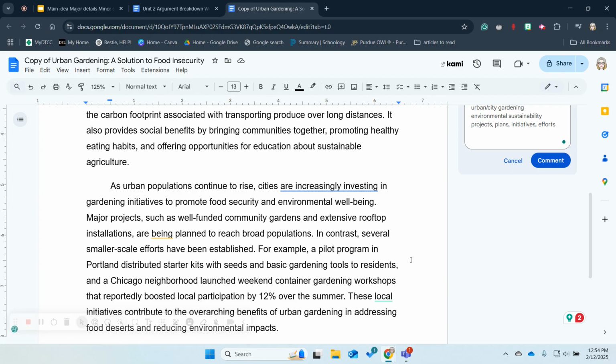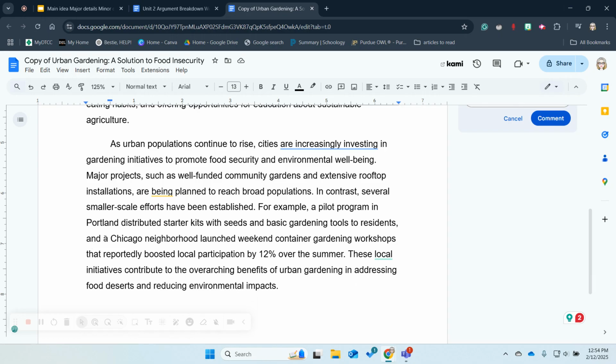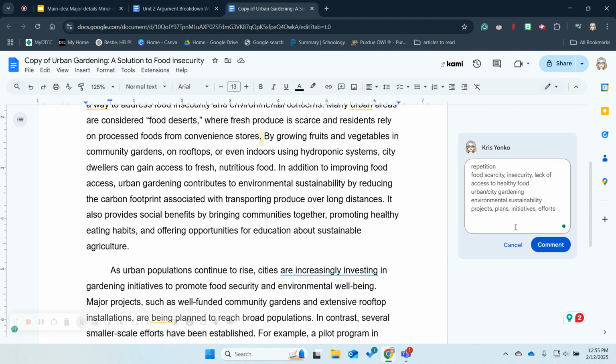For example, a pilot program in Portland distributed starter kits with seeds and basic gardening tools to residents, and a Chicago neighborhood launched weekend container gardening workshops that repeatedly boosted local participation by 12% over the summer. These local initiatives contribute to the overarching benefits of urban gardening and addressing food deserts and reducing environmental impacts. So again, we see initiatives being repeated, food deserts, food scarcity, and environmental impacts. So see how through the whole article, these are the concepts that are being repeated, all right?